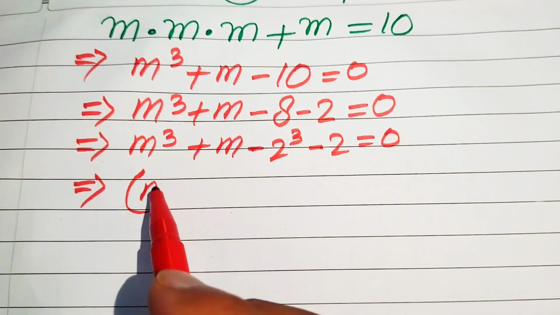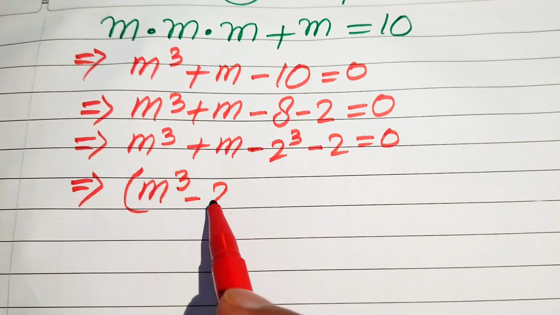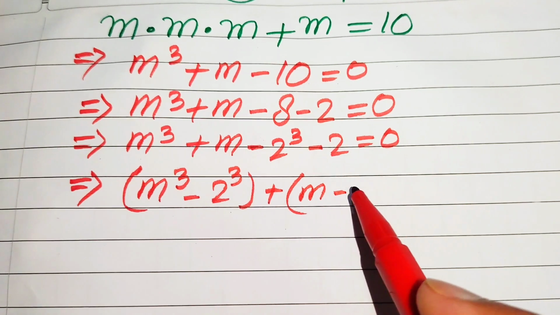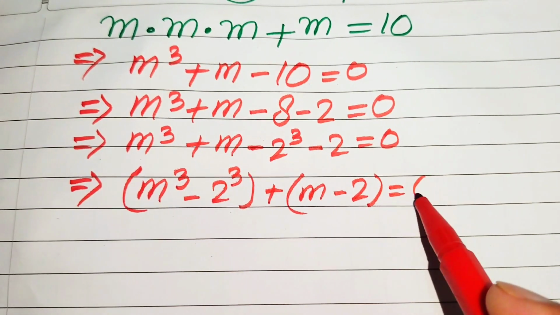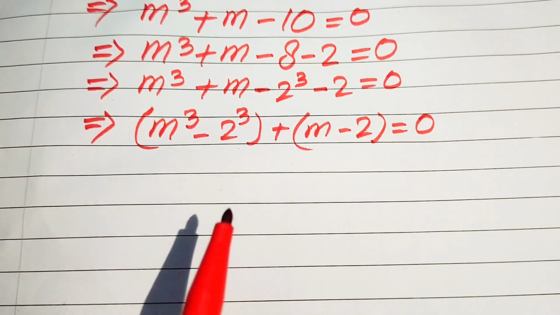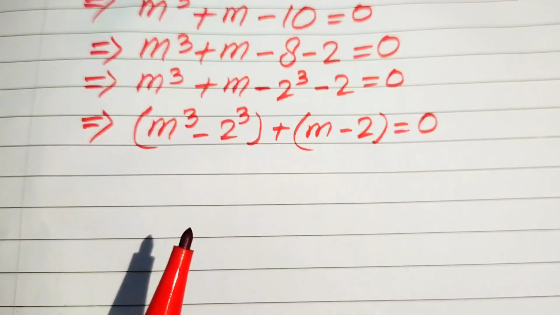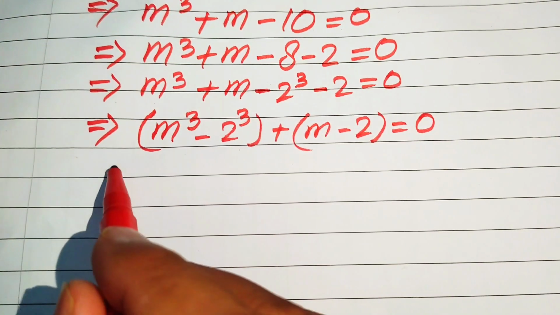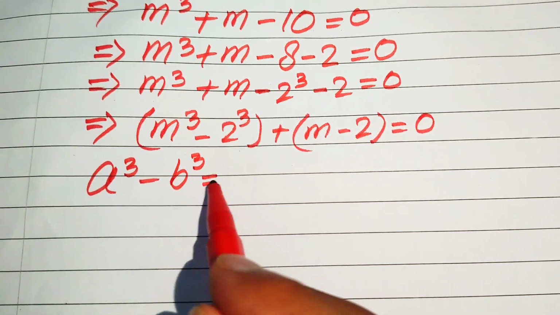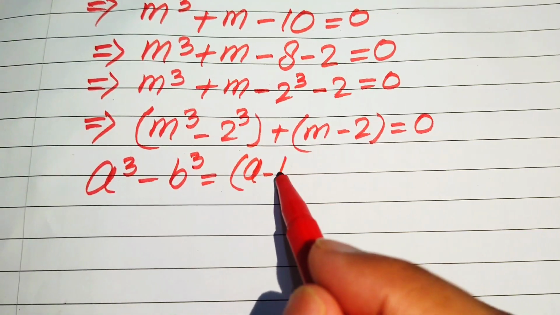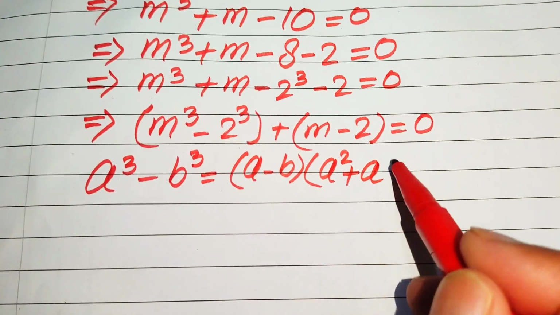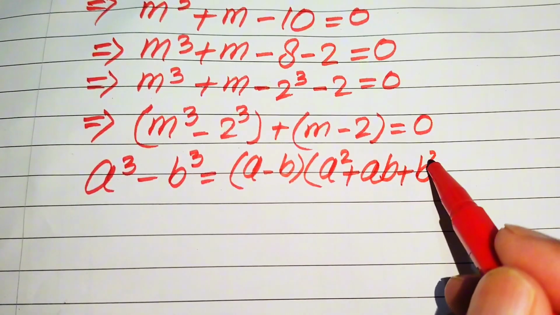And now in the next step we make the pairs of the cubic term and the linear term. So we have the cubic term m cubed minus 2 cubed, and the remaining terms m minus 2, and this whole equation equals 0. Now in the next step we need a nice cubic formula. We know that a cubed minus b cubed is equal to a minus b times a square plus ab plus b square.